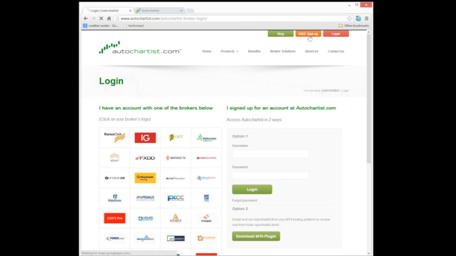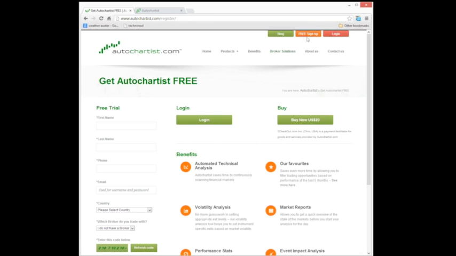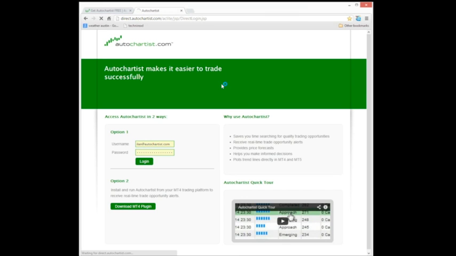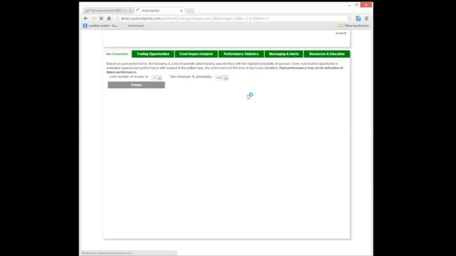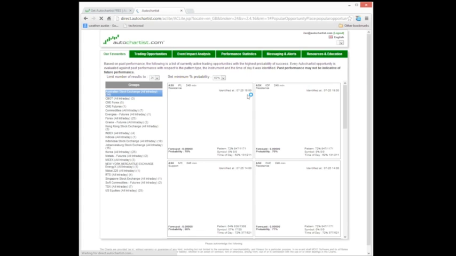If you don't have a live account with Autochartist, please register with us. Just click on the free sign up button on the top right of our website, and you just get a free trial. You'll be up and running within a matter of minutes if all goes according to plan. Once you log in, you're going to see what I'm going to show you now, which is the Autochartist web platform. And this is where we're going to be talking about things today.